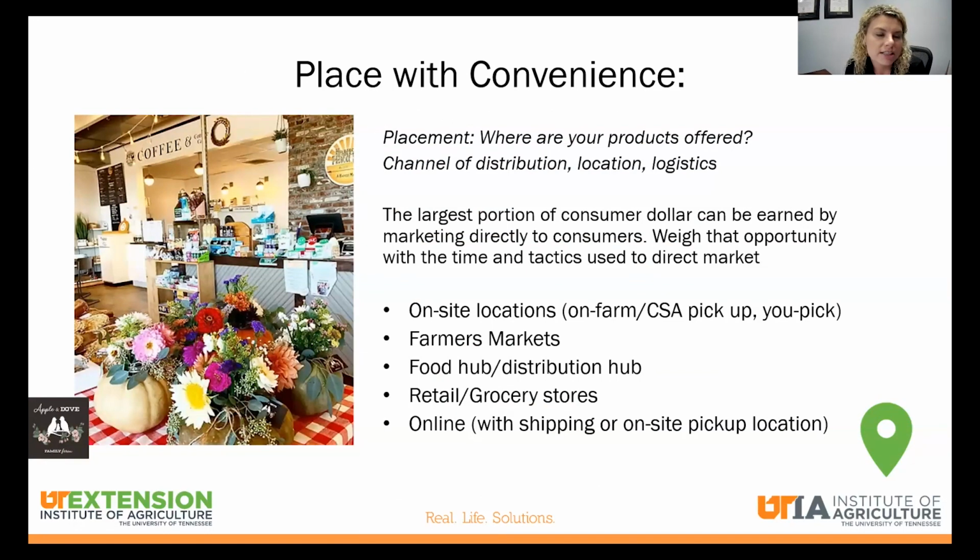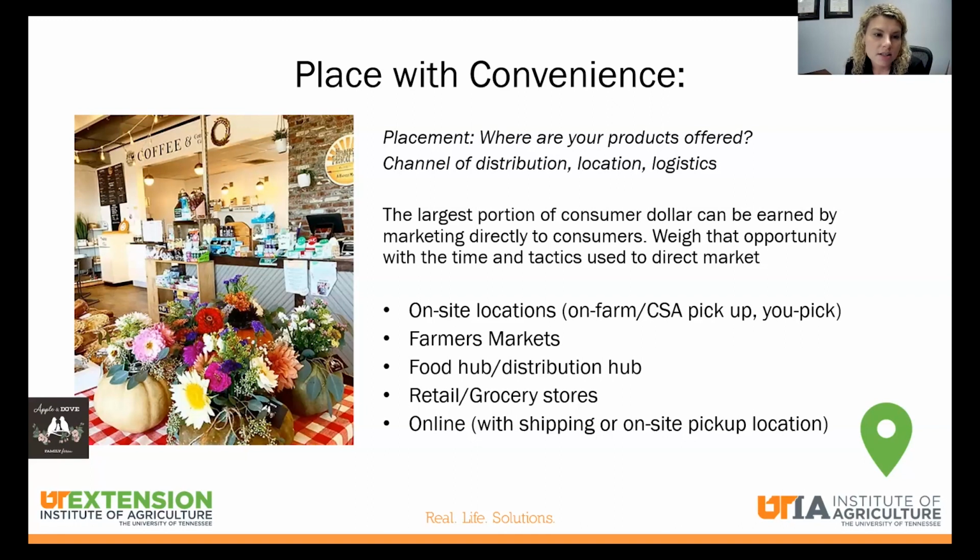Place matched up with convenience. So again, our producers' P, place, matched up with our consumers' C, convenience. Where are your products physically offered? Where would your customer go to pick up their bouquet or their wreath or whatever product it is that you have to offer? What is your channel of distribution? Are you delivering all of these? Are they coming to you? What is the logistics of how you're getting those there? How often do you have to deliver?